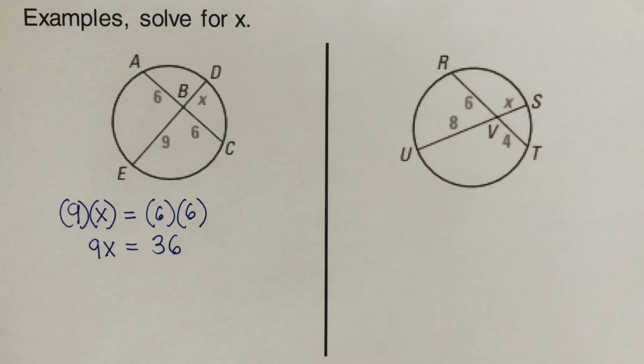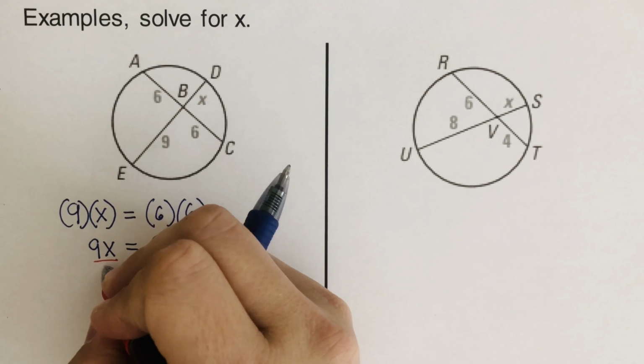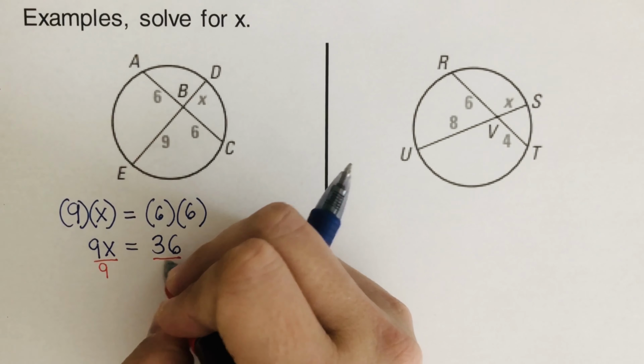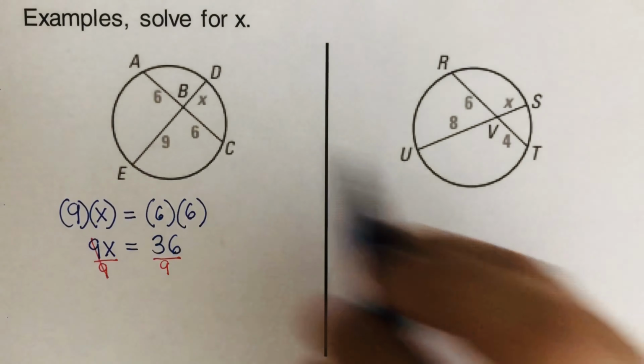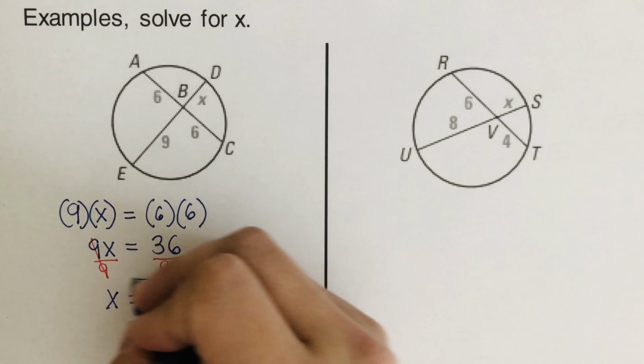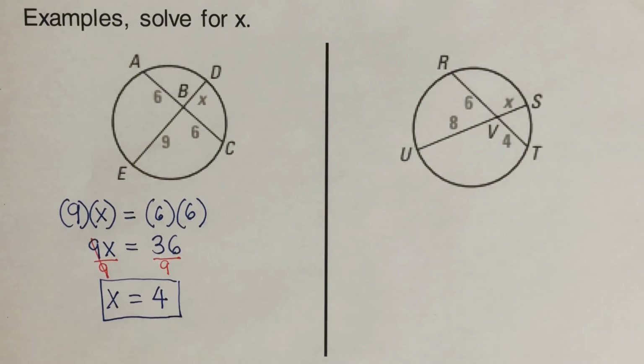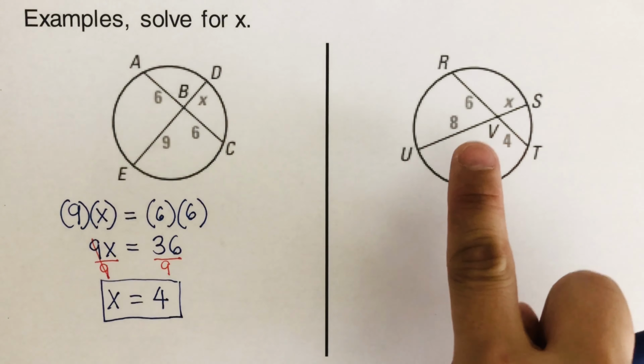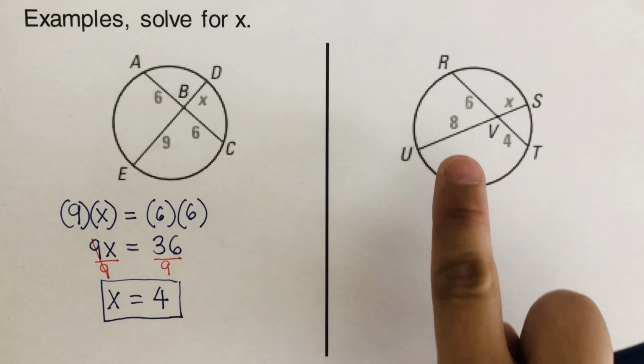Now this time around, I want to solve for X. So I'm going to divide both sides by 9. Divide this by 9. So then the length of X here is 4. At this time, I would encourage you to pause this video and solve for X. If you're done, pause it and check your answer.